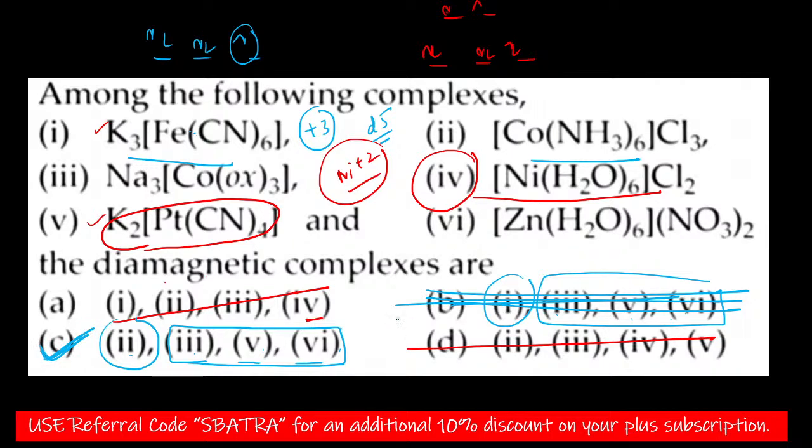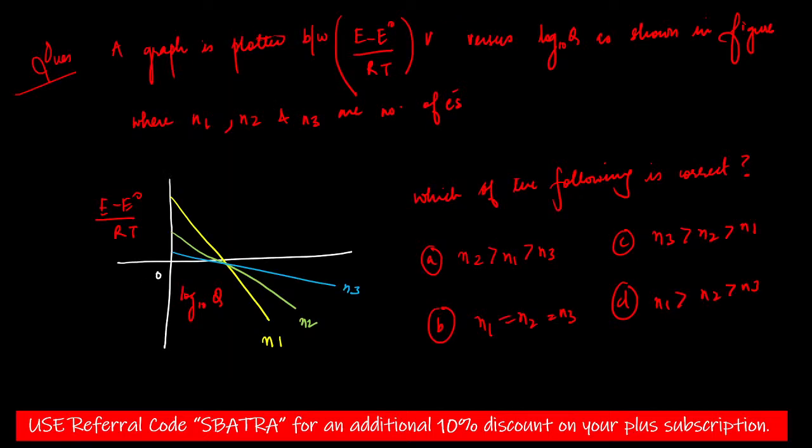Hardly will it take 30 seconds for you to solve this question, and most of the students will definitely get trapped in this question. They will start solving each and every option. You don't have to do that. You just have to see the options and try to eliminate as many complexes as possible. This is the correct way of solving this question. The correct answer would be option C. I hope it's clear to all of you. Let's go to the next one.